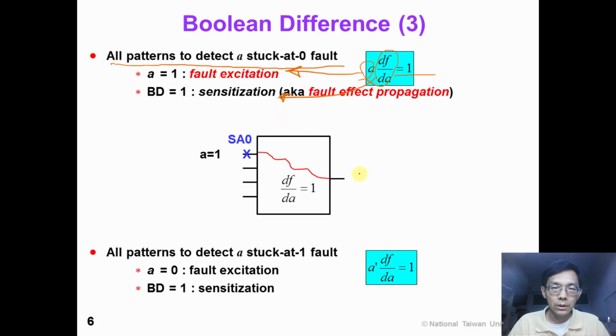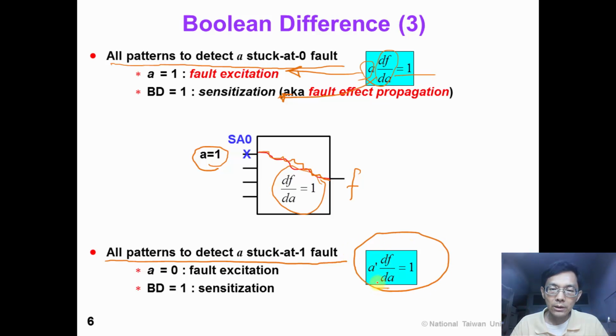Consider the following circuit with output F. To detect input A stuck at 0, we will need to apply test pattern A equal to 1, and we want to sensitize this fault effect to the output, so df over dA is 1. Similarly, if we want to find all the test patterns to detect A stuck at 1, we would need to satisfy this condition where A prime times df dA equal to 1.